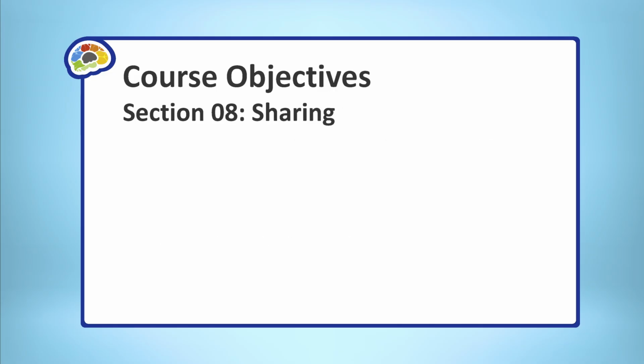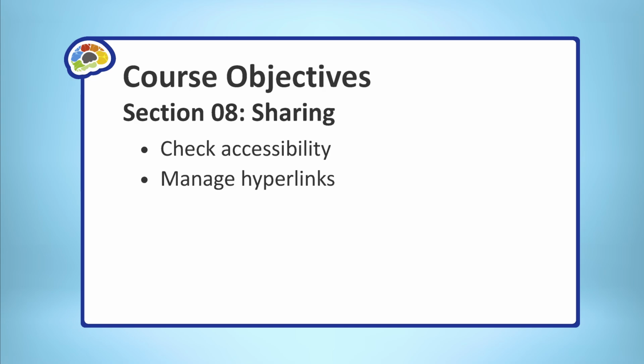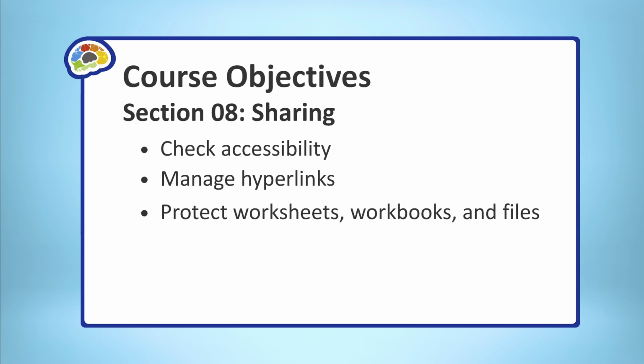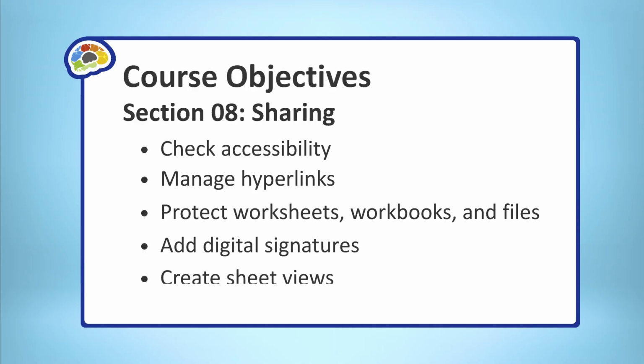In our last section, we'll discuss features that are helpful when sharing a workbook. We'll run the accessibility checker, add hyperlinks, protect sheets and workbooks, and add digital signatures. We'll also look at setting up sheet views in shared workbooks.